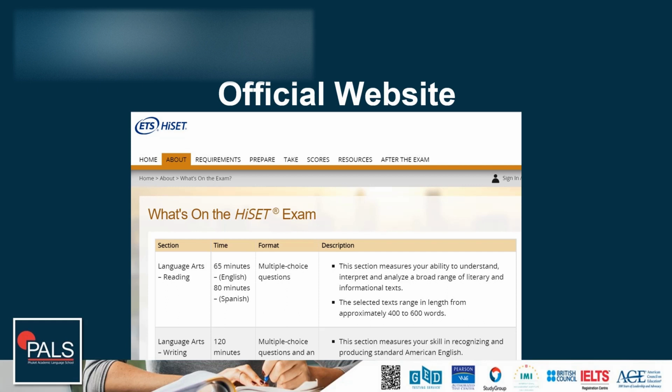So here we see that they're going to tell us about the language arts reading. Get used to reading these texts that are about 400 to 600 words. How many pages is that, you know? Practice reading a bunch of text. They don't necessarily have to be directly from the materials you're using. The more you read, the more comfortable you'll be with that component.